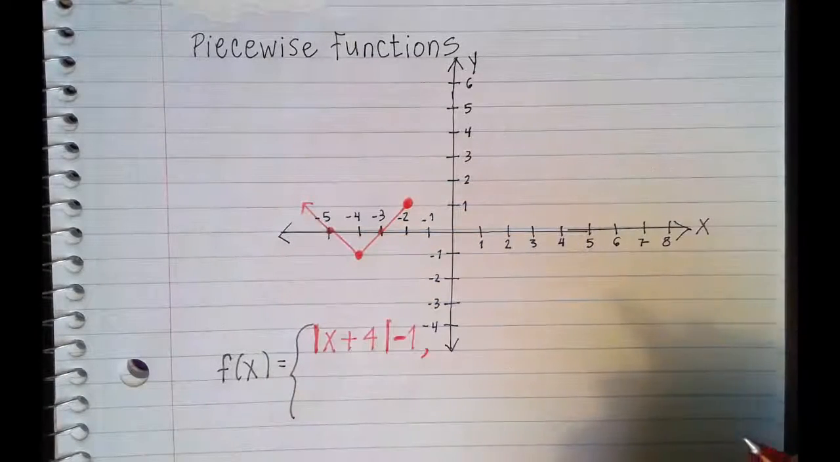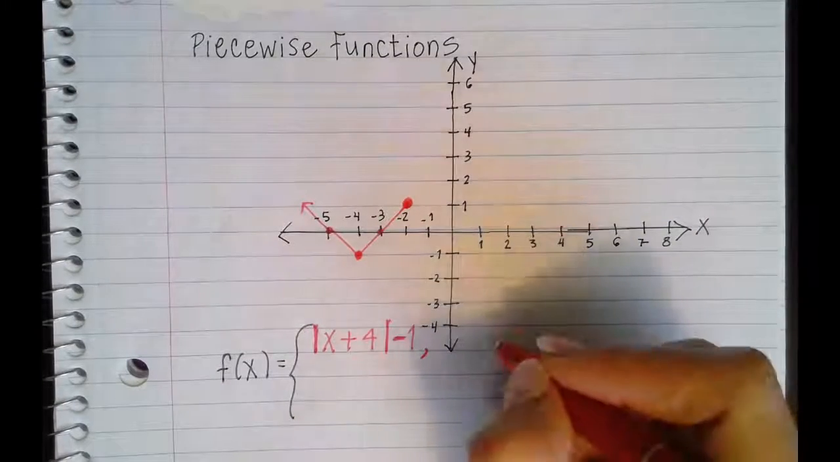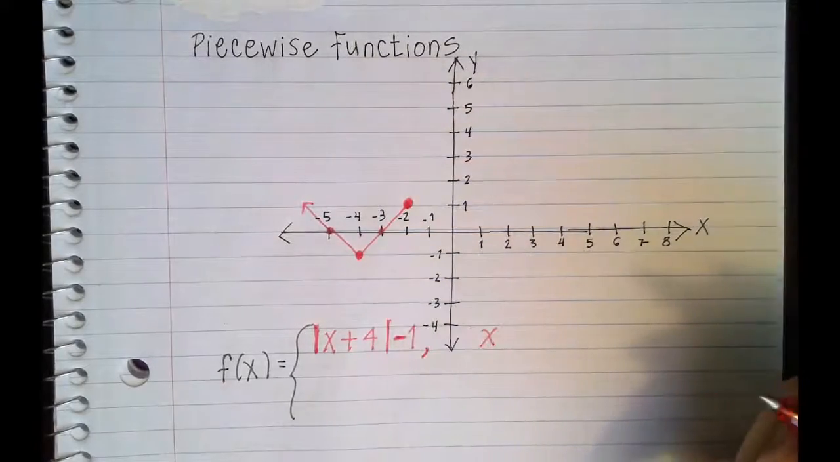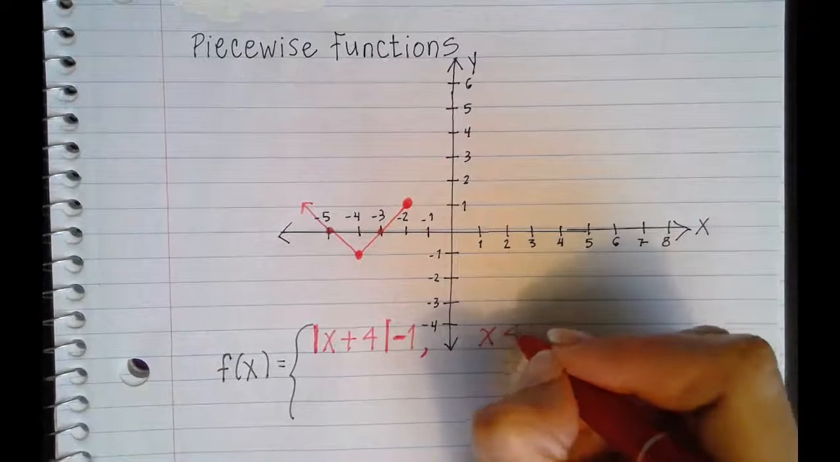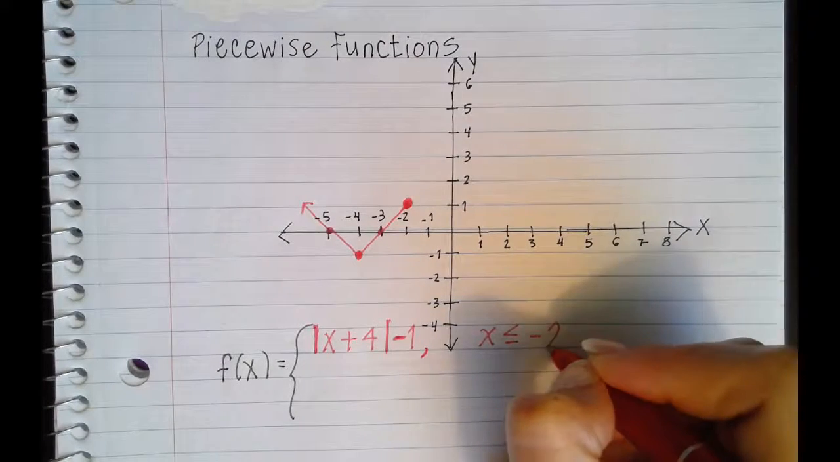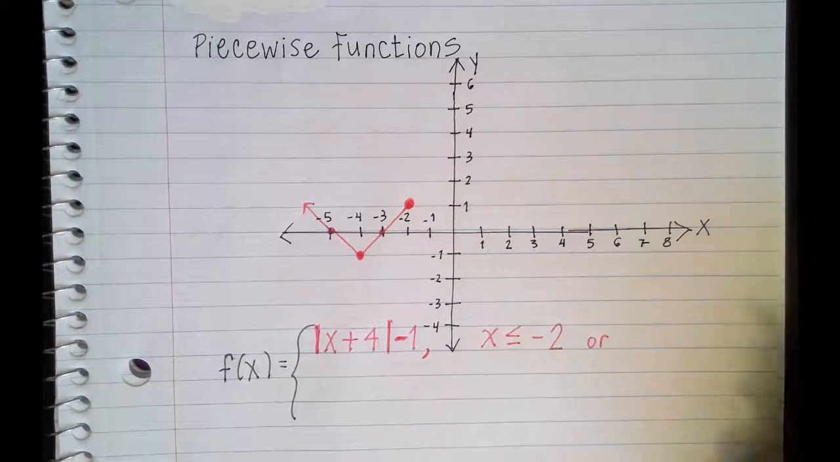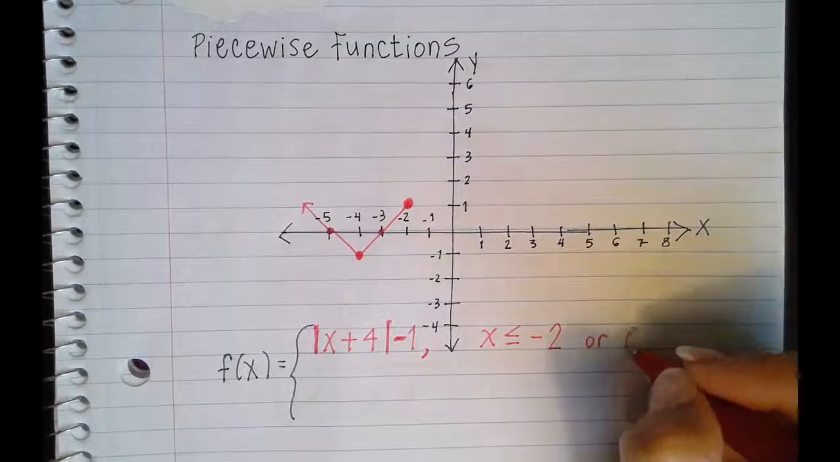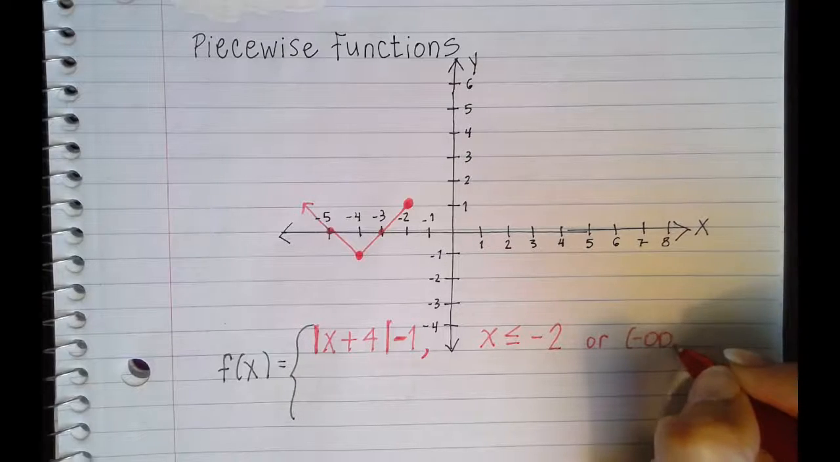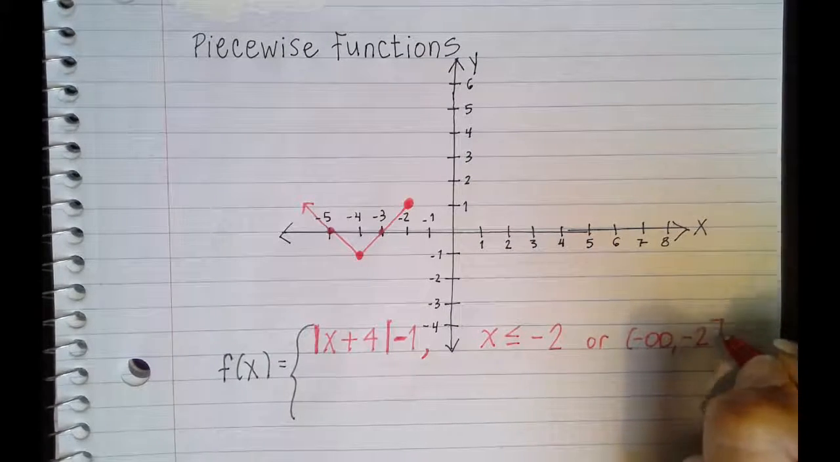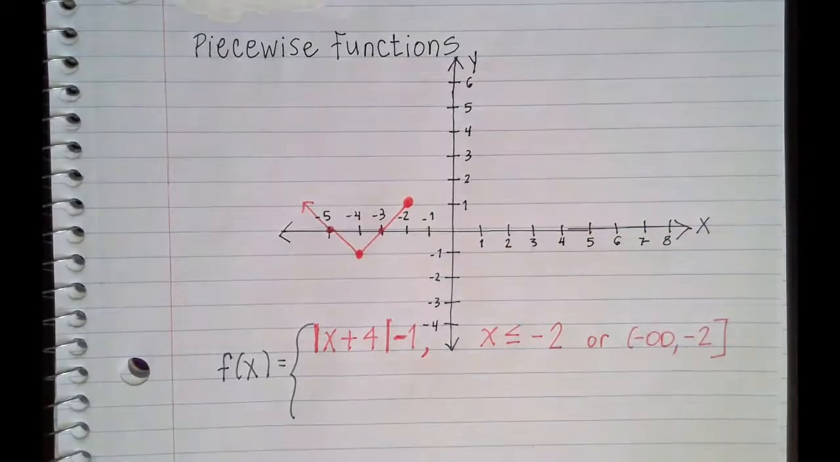Now I could write a couple different things. Some people may write with an inequality, x is less than or equal to -2. But some people may use interval notation, which would look like -infinity, comma, -2 with a bracket. Either way, totally acceptable.